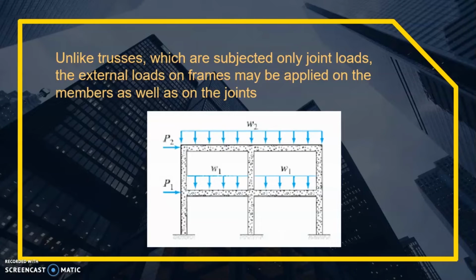Unlike trusses, which are subjected only to joint loads, the external loads on frames may be applied on members as well as on the joints. So, as you can see, yung distributed load, yung W2 and W1, these are distributed loads or gravity loads. And we have also concentrated loads na P1 and P2, nakalocate sa joints ng frame. And these are horizontal loads or lateral loads.